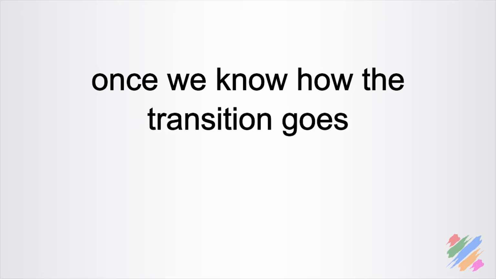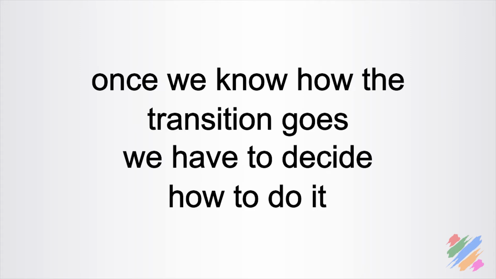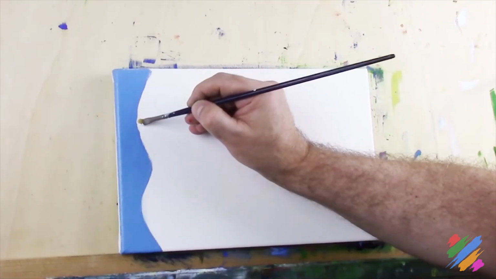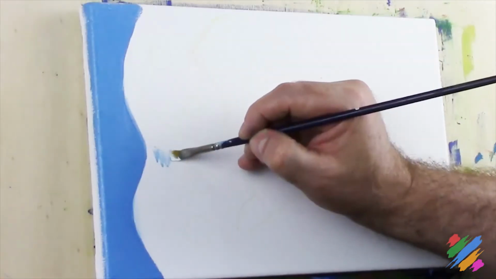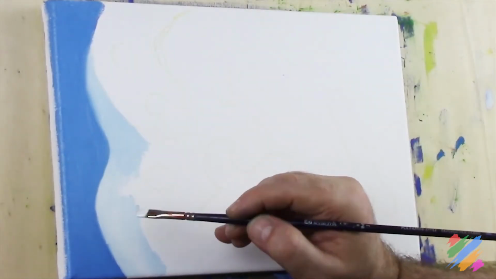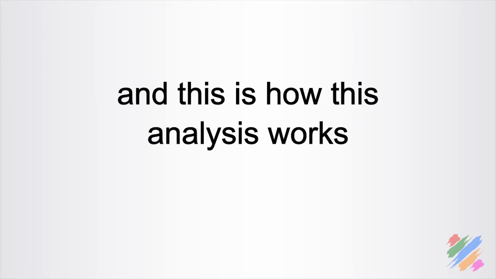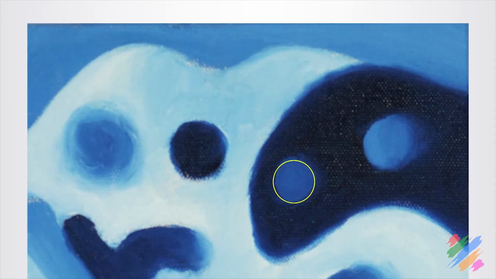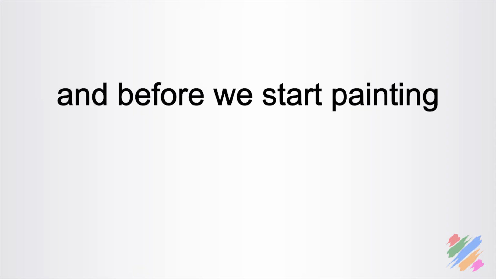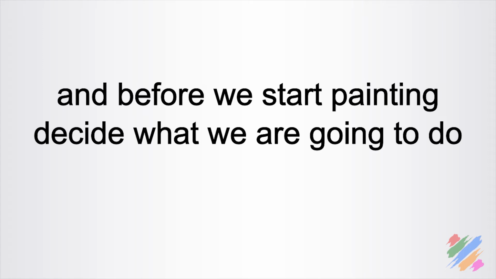Once we know how the transition goes, we have to decide how to do it. In this case, we're going to start painting this area with some white, and bit by bit, blending it with some blue, we're going to turn it into the color that we want. And this is how this analysis works. Piece by piece, we have to see what happened on our model, bring it down to something that we can work, and before we start painting, decide what we're going to do.